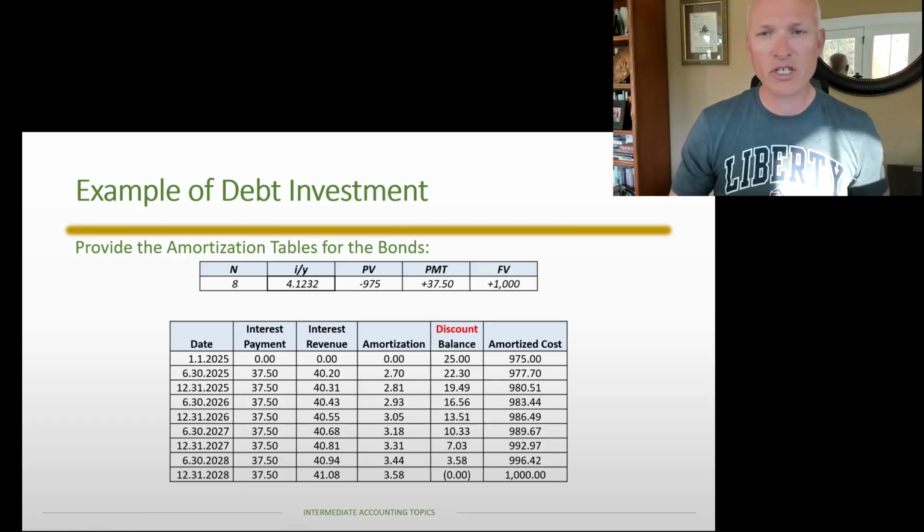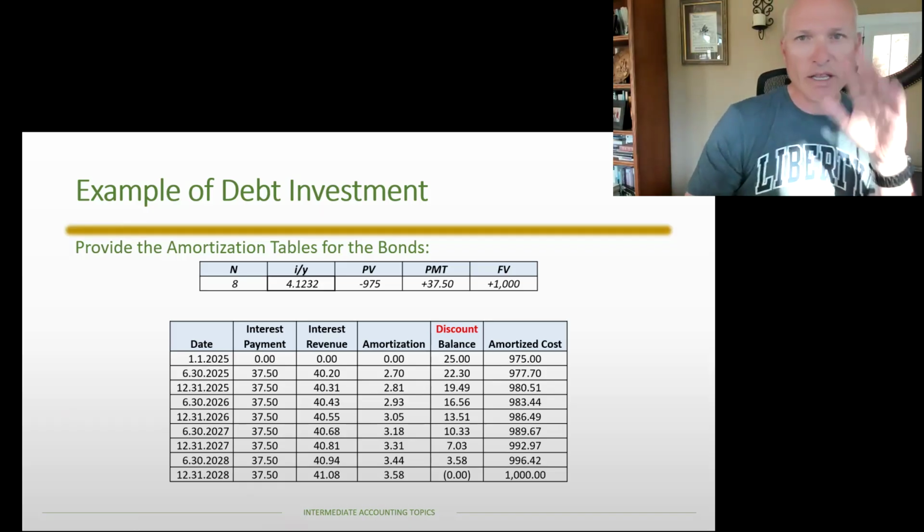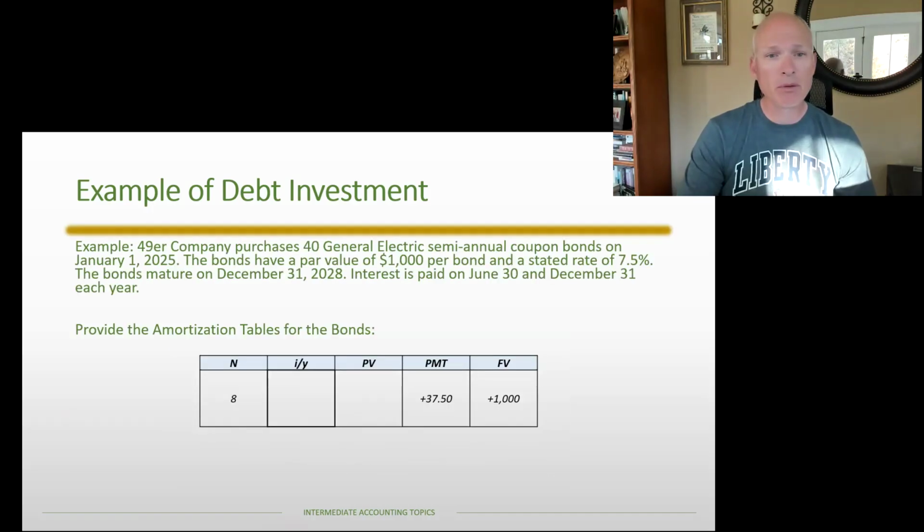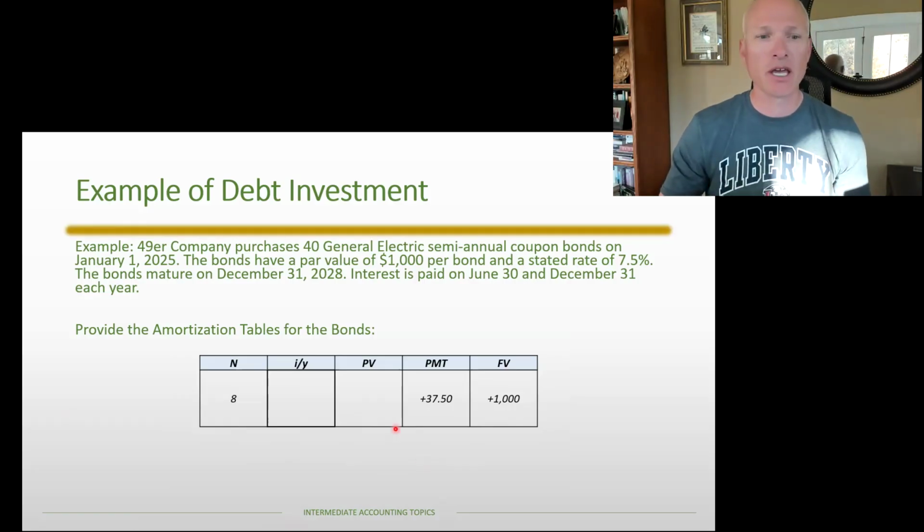All right, so we just finished up creating the amortization table for the discount bond. Now we're going to move into the premium bond and repeat that process. Whether it's discount or premium, if you remember, the contract is exactly the same. And so our N isn't going to change, our payment isn't going to change, and our FV isn't going to change. The only thing that's changing here is the purchase price.